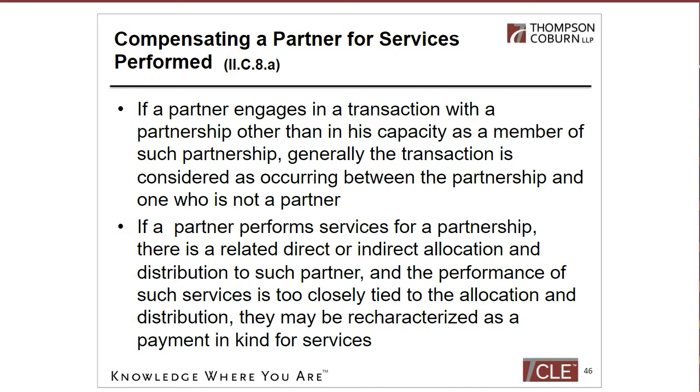Okay, so compensating a partner for services performed. If a partner engages in a transaction with a partnership other than in the person's capacity as a member of the partnership, that transaction is considered occurring between a partnership and basically somebody who's not a partner, potentially an independent person. I was about to say independent person, but there's some loss disallowance or timing of deduction disallowance that may apply there, so it's not really the same as a transaction with an independent person.